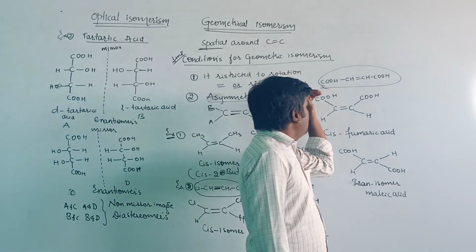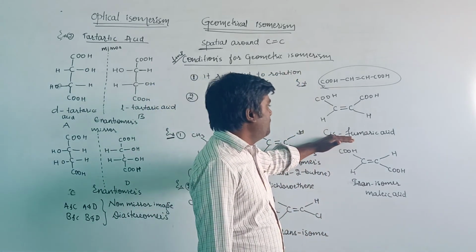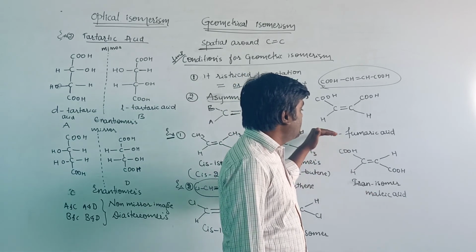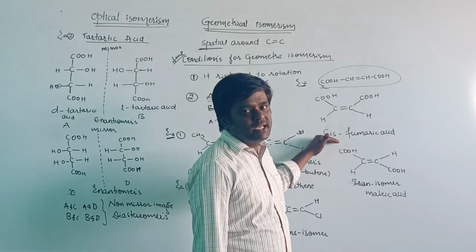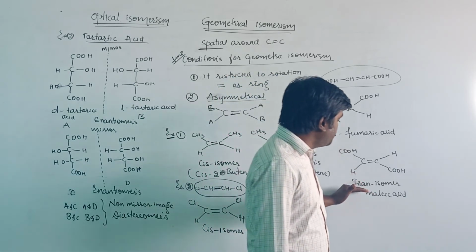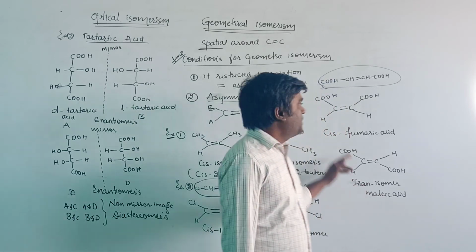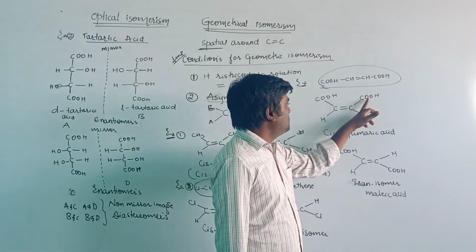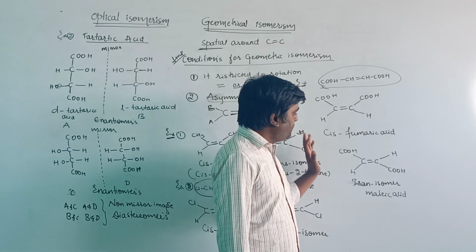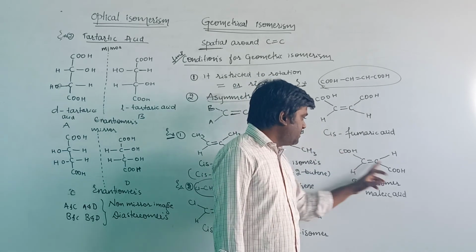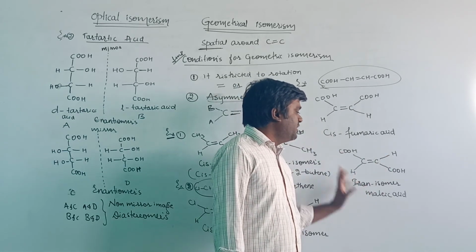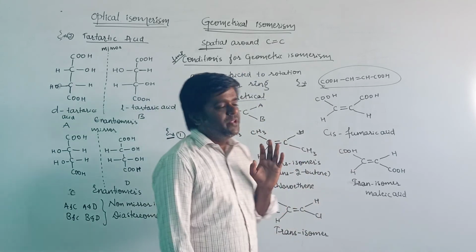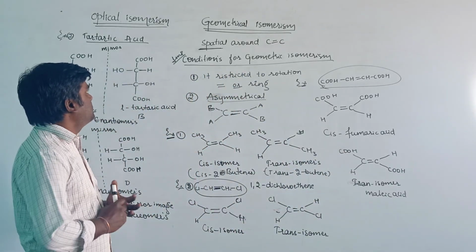And here, the cis conformation is known as fumaric acid and the trans conformation is known as maleic acid. Here the same groups are on the same side, therefore it is the cis form, and the same groups are on opposite sides, therefore it is known as the trans form. This is about today's class.